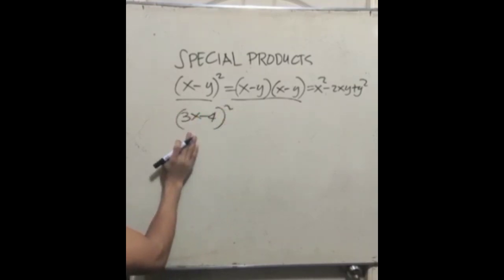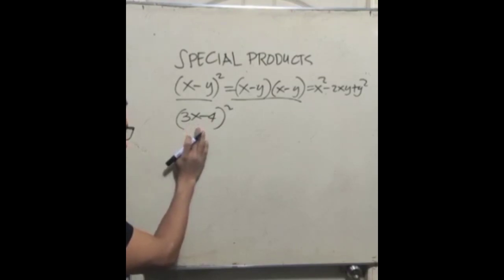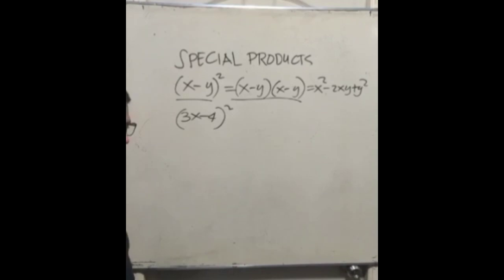So shall we say like this? We have like 3x minus 4.